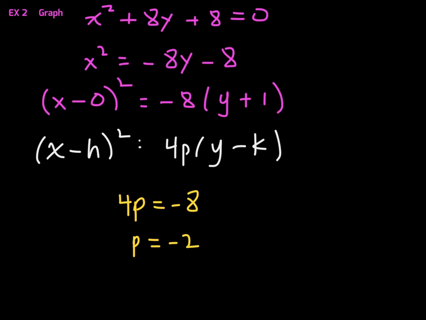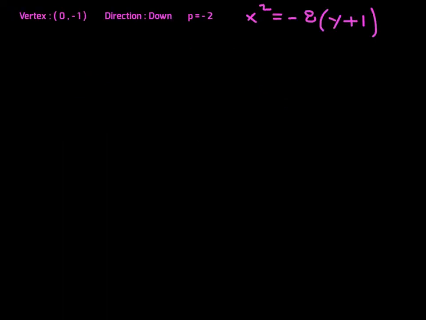kind of like a summary of what we have so far. So this is what I have, you guys. I have the vertex at 0, -1. The direction is down. Remember, my options were up or down because x was being squared. Because we found p to be -2, we know it's opening down. This is a standard form for the equation.